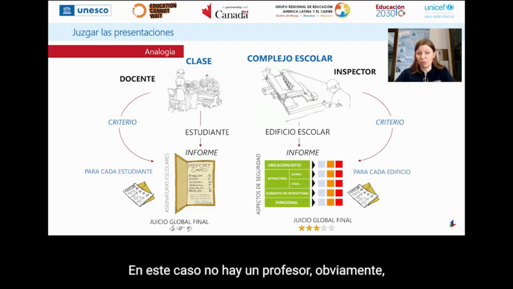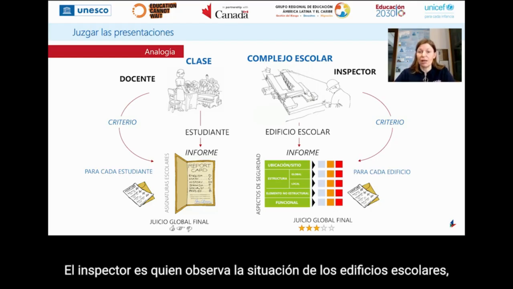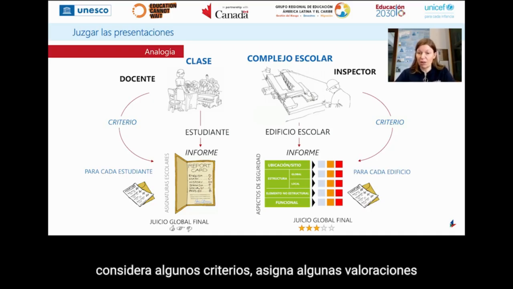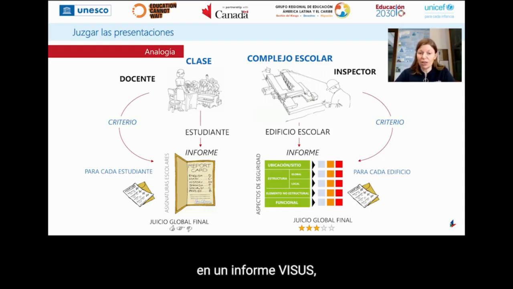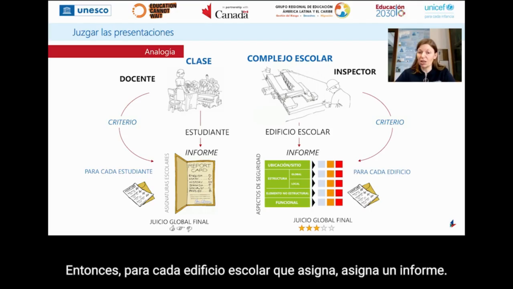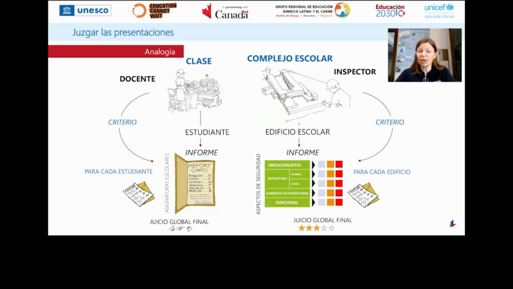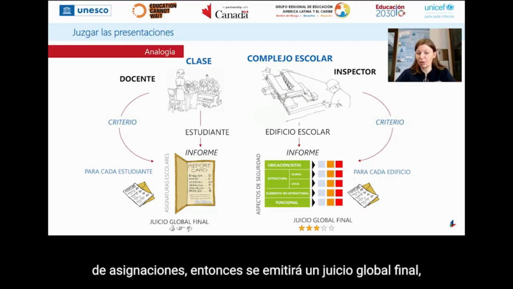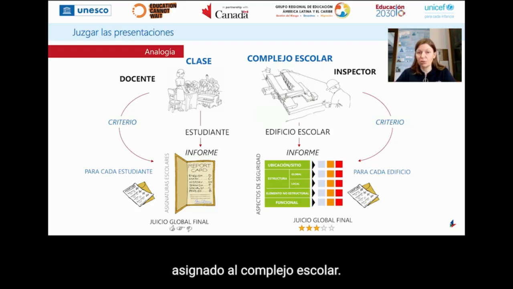In this case, there is no longer the teacher, but there is the VISUS inspector, that looks at the situation of the school buildings, considering some criteria. He assigns some evaluations in a report concerning the safety issues we have seen in the previous presentation. So for each school building, he or she assigns a report, and considering the overall assignments, a final global judgment is assigned to the school complex.